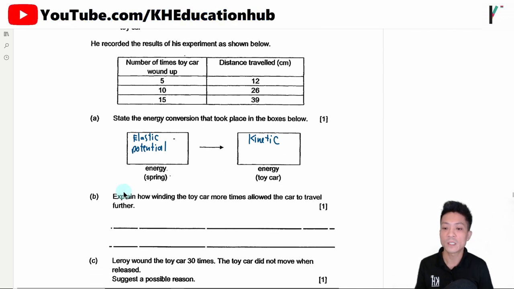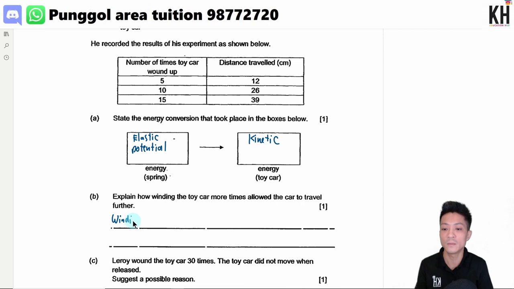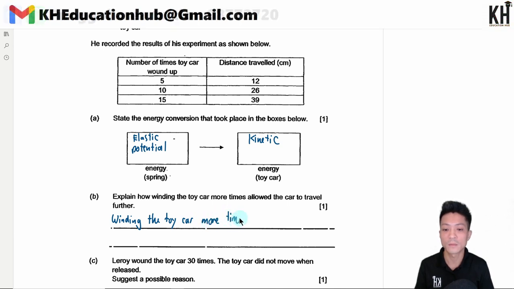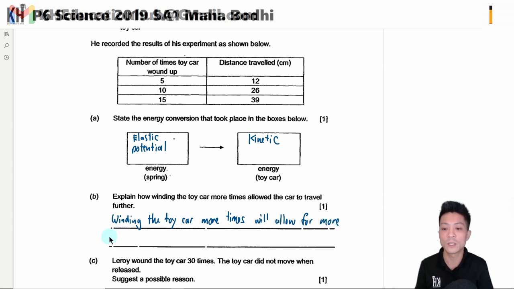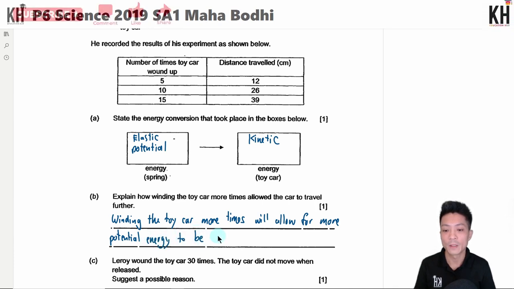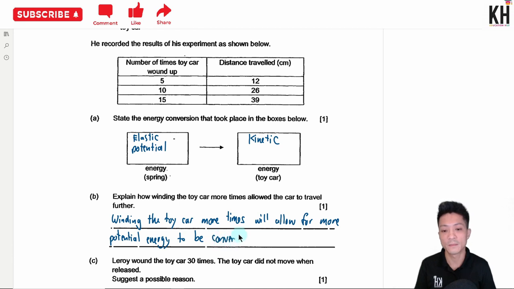Okay, part B, explain how winding the toy car more times allowed the car to travel further. Okay, so winding the toy car more times, it will allow for more potential energy to be converted into more kinetic energy.